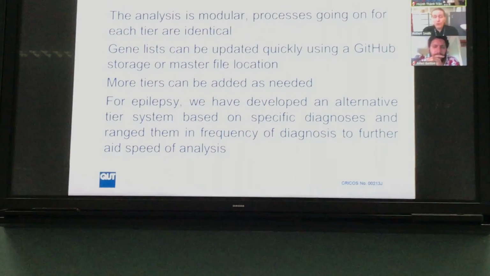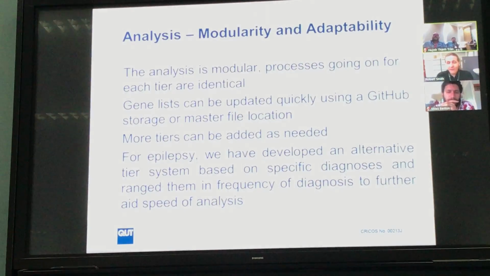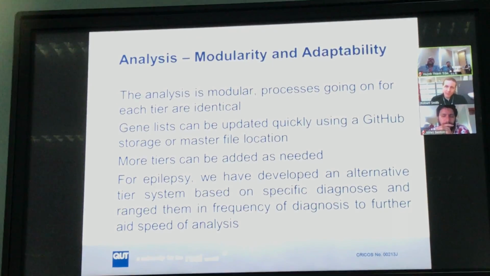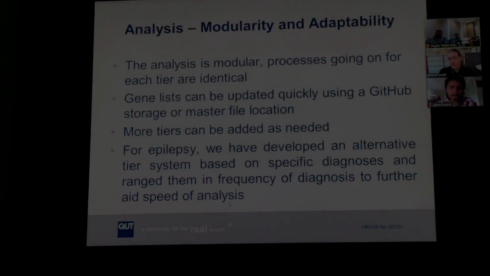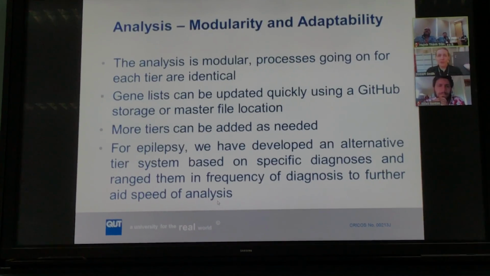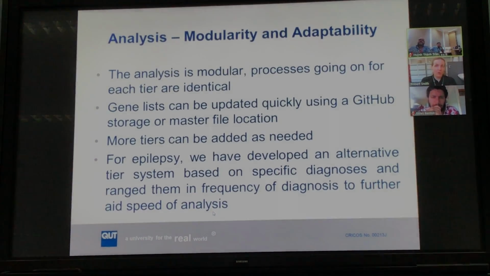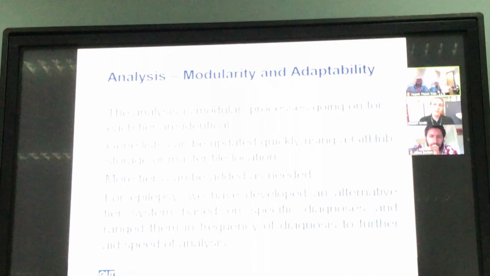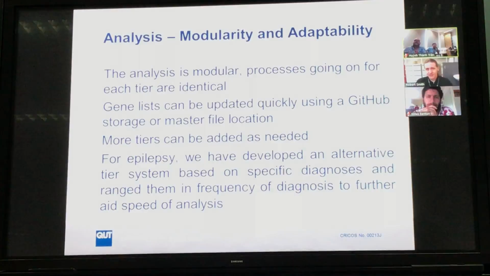We can also add more tiers because this is a modular system. And as an example of that, for epilepsy, we've developed an alternative tier system that splits up the genes that we're analyzing into different forms of epilepsy. And so when a clinician asks us to have a look at, say, Dravet syndrome versus generalized epilepsy, we can go straight to the category of genes that cause the thing that the clinician wants to know about and look there first, and then we can start moving out as necessary.